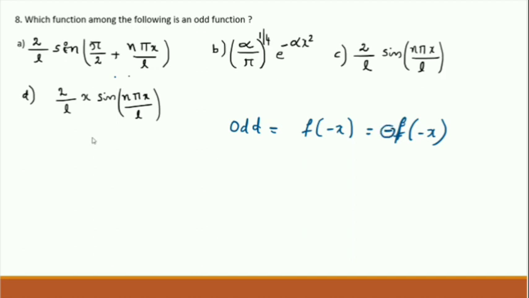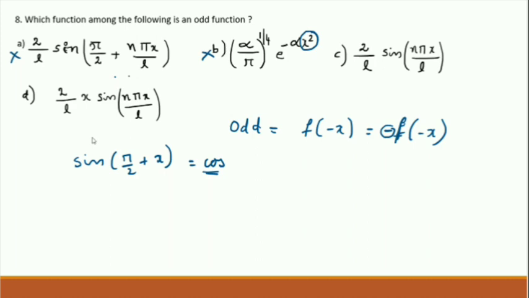So in the first option, 2 by L sine of pi by 2 plus n pi x by L. Whenever sine of pi by 2 plus a number, or let's say x, comes, it is equal to cos. So cos is an even function, so this option is wrong. Next one, alpha by pi the whole raised to 1 by 4, e raised to minus alpha x square. So x square is an even function, so this is also wrong. Then 2 by L sine n pi x by L.